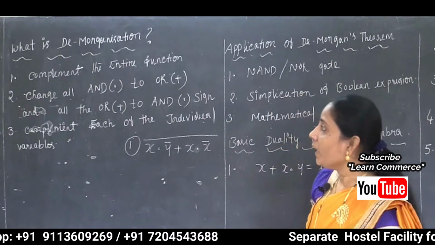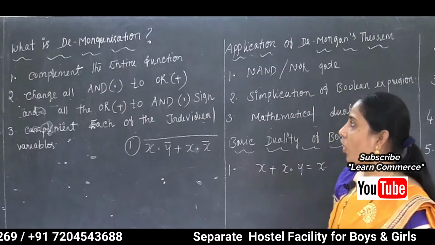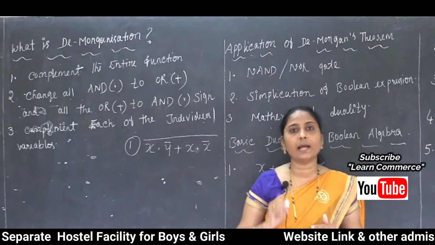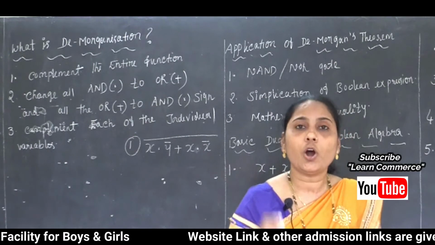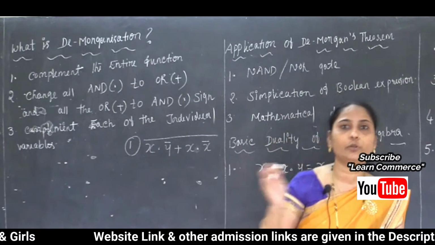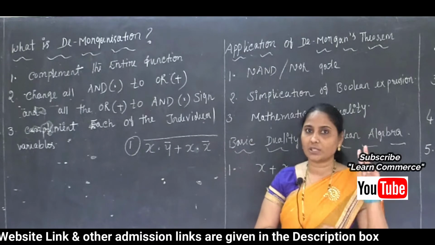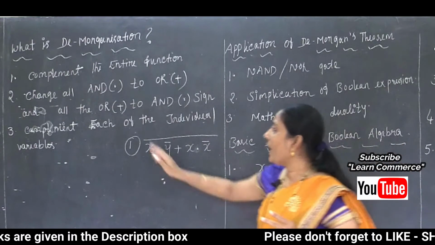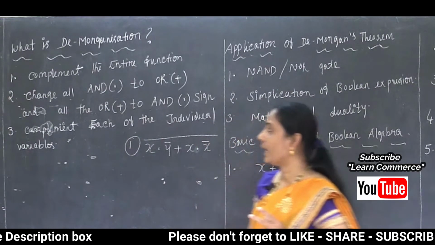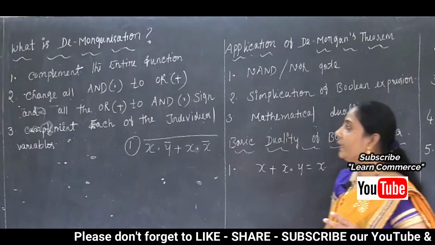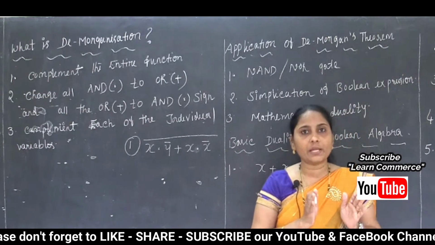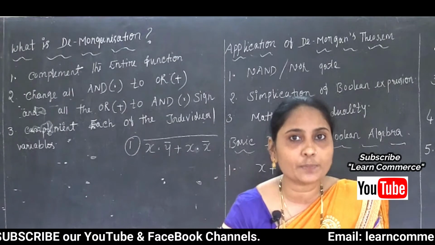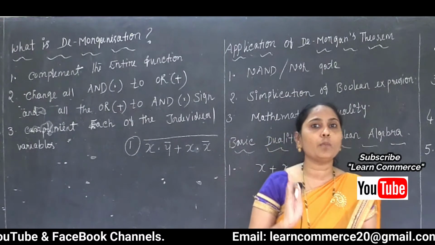The second point is to change all the AND signs to OR signs. The dot sign we need to change to the plus sign, or the plus sign we need to change to the dot sign. So this is our second point in the De Morganization process. And the third point is to complement each of the individual variables separately. We need to complement each variable. So this process is called De Morganization.